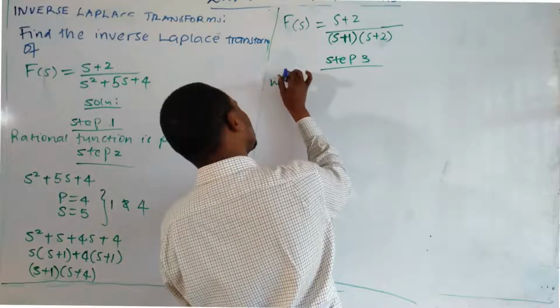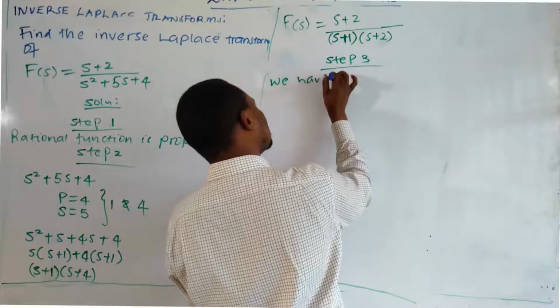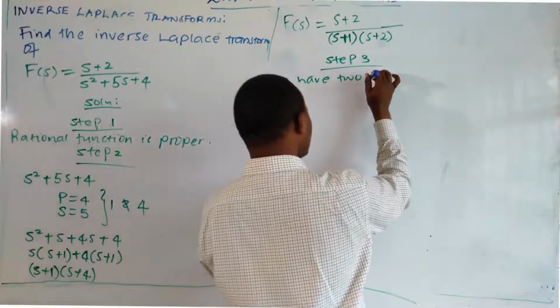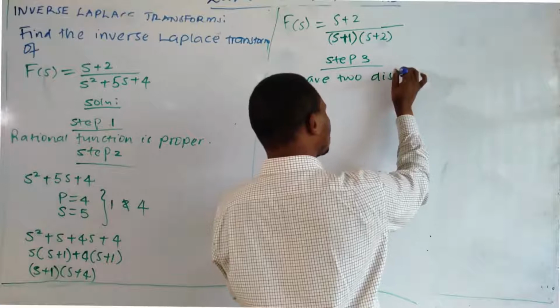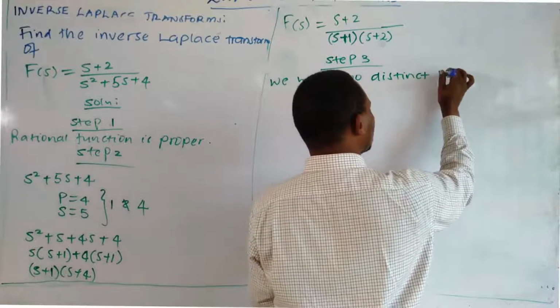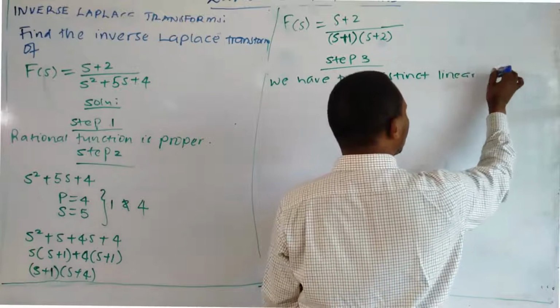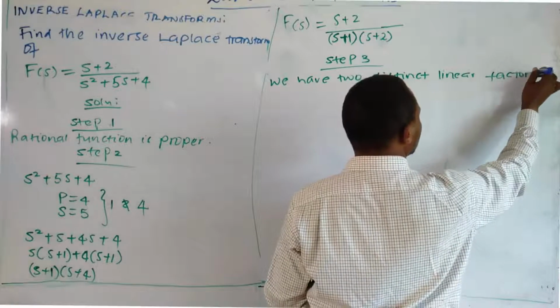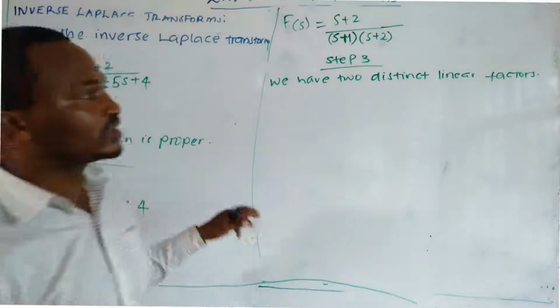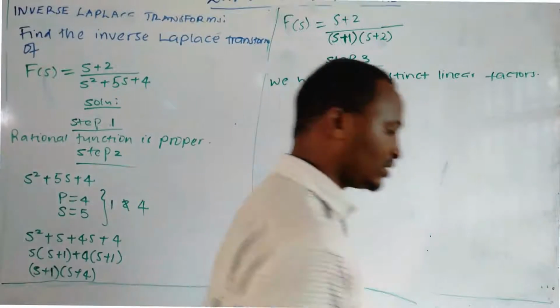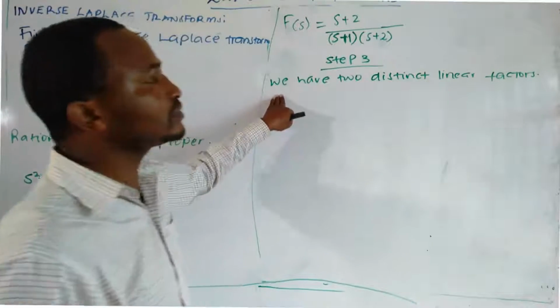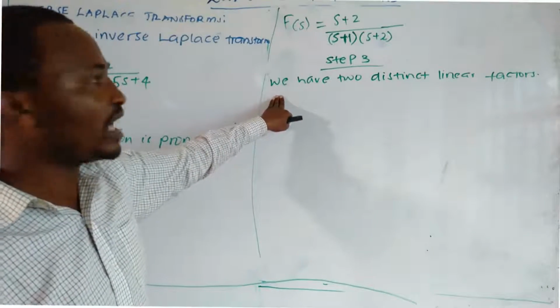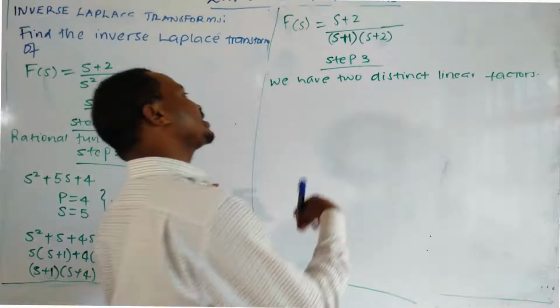We have two distinct linear factors. We are now ready for step 4.